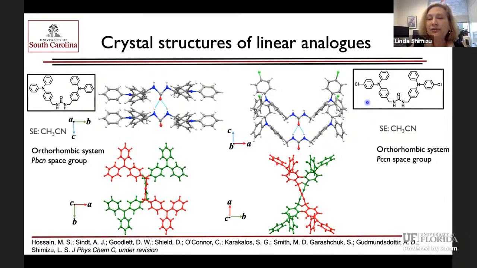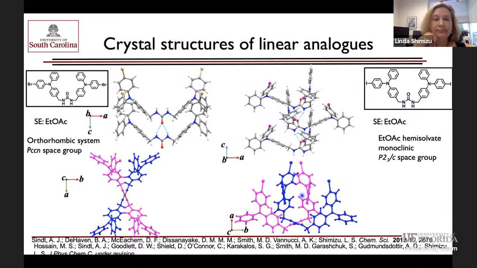Here's the crystalline material obtained by slow evaporation of this chloro derivative from acetonitrile. It also assembles by the urea interaction. The TPAs, though, if you look down that axis of the ureas, are more X-shaped. Here's the bromo derivative. Again, we have this nice urea interaction. This one is also X-shaped, isostructural to the chloro derivative.